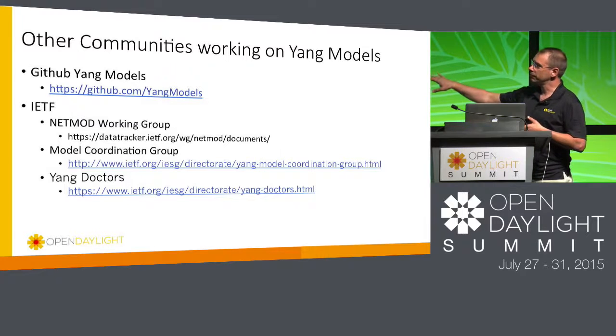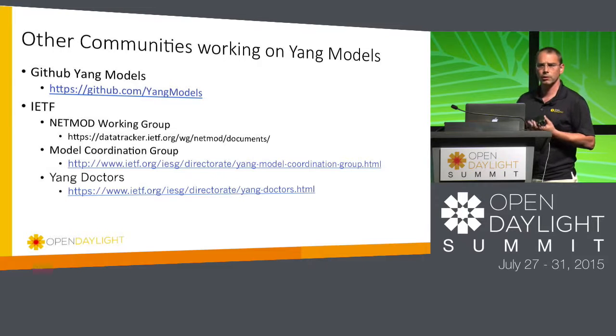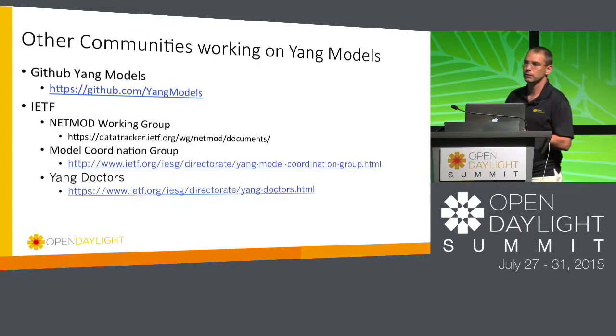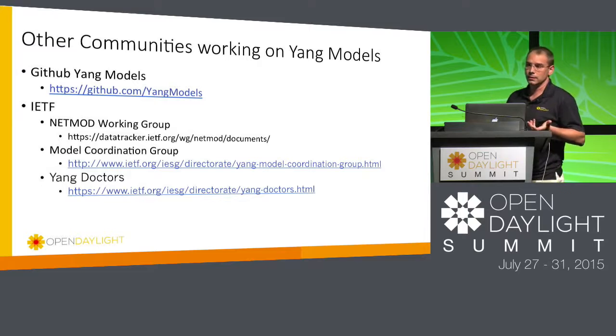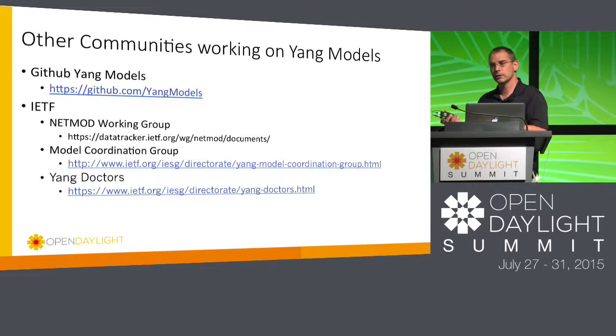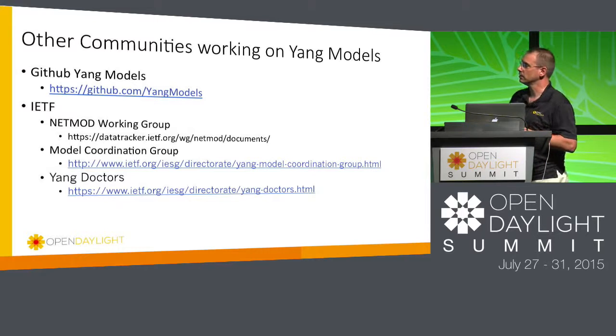At the IETF, there's a modeling coordination group for routing models, which is interesting for ODL. Might want to check that out. There's a whole lot of modeling that's going on there that's useful. And whether or not we want to consume those models here is kind of up to us, but they're really good examples because there's a lot of people there that are very, very good at Yang modeling.